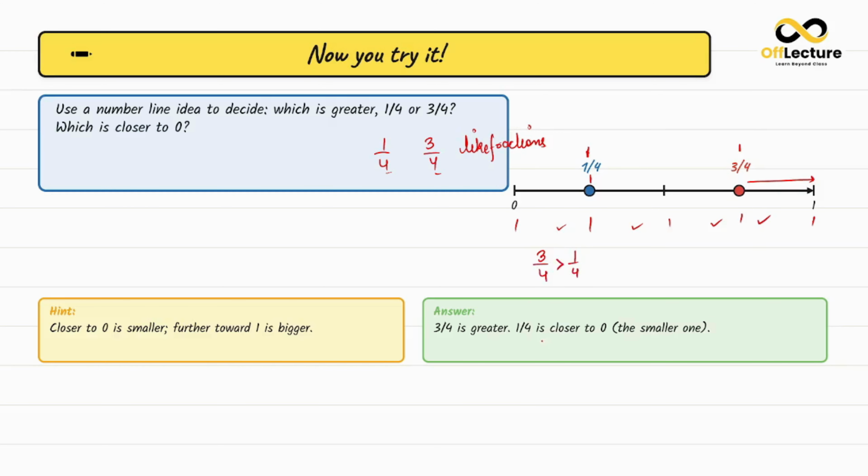Or you can say that 1 by 4 is closer to 0. So if someone asks which is the smaller one and which is the greater one, 1 by 4 is smaller and 3 by 4 is greater.